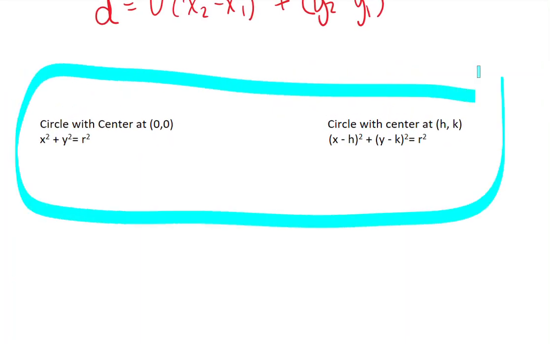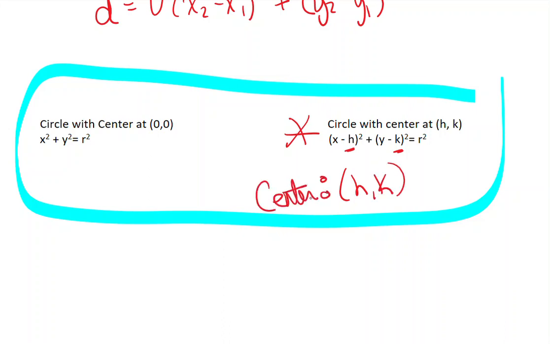Circle with a center is 0, 0, because if I add 0, it's just x, right? If I add 0, it's just y, and it's the radius squared. Over here, this is kind of what we'll be working with most of the time. But instead of x and y, it's labeled as h and k. And h and k are considered your center of the circle. And then your r is obviously the radius of the circle.